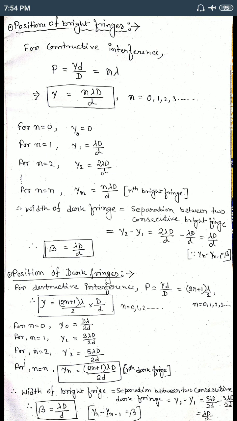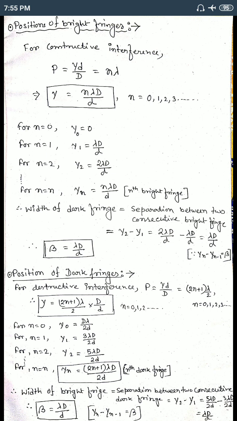Now n equals 1: you get y1 equals 3λD by 2d. This is the first dark fringe. If you put n equals 2, then y2 equals 5λD by 2d. This is the second dark fringe. Like this, for the nth one, yn equals (2n plus 1)λD by 2d. This is for the nth dark fringe.